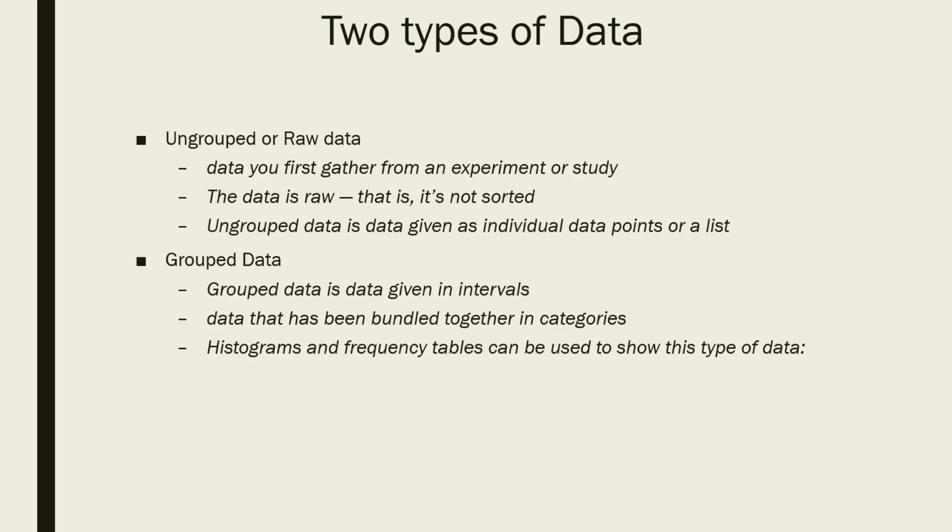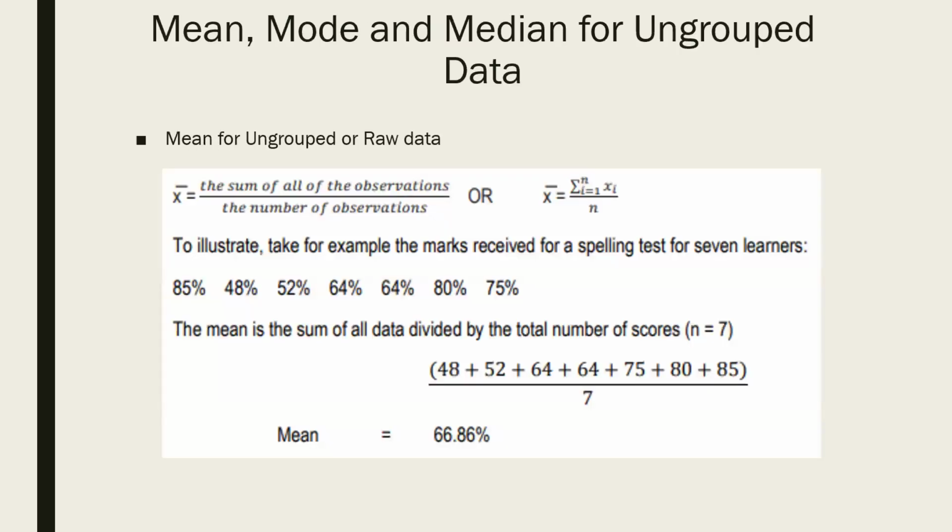So ungrouped data is given as individual data points. Grouped data is given as histograms or frequency tables.